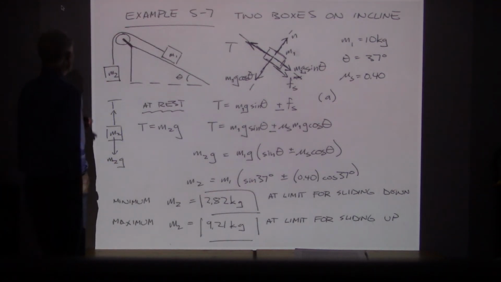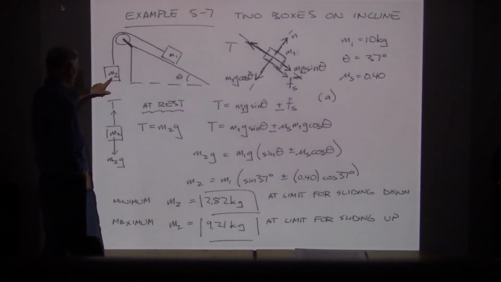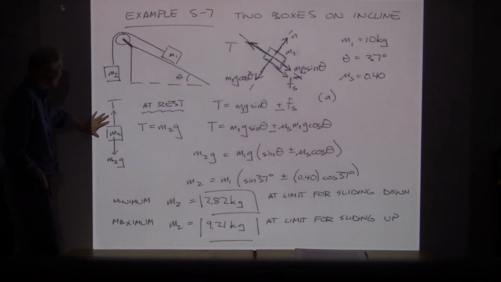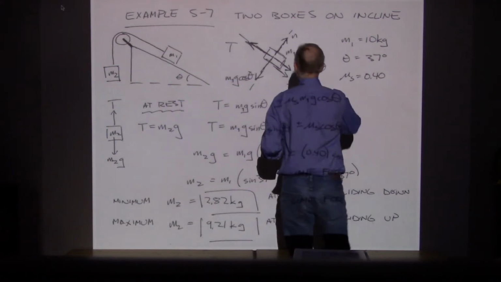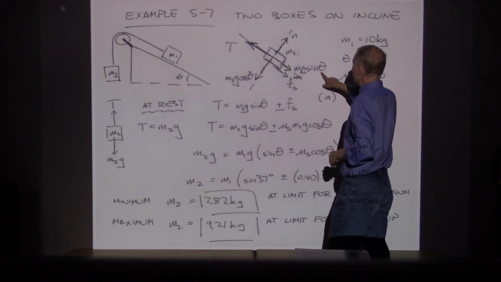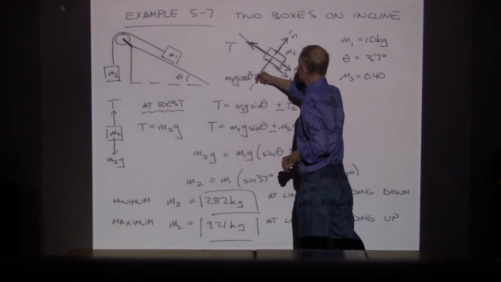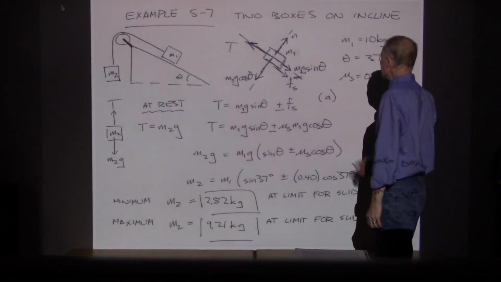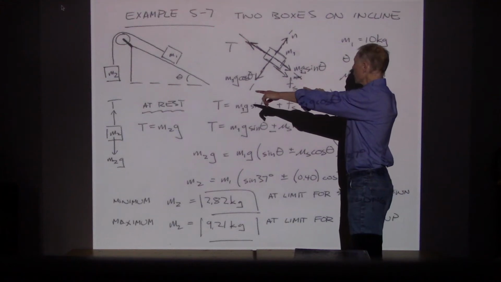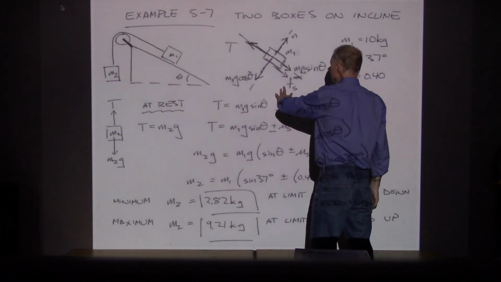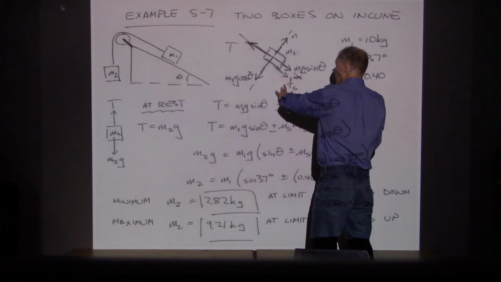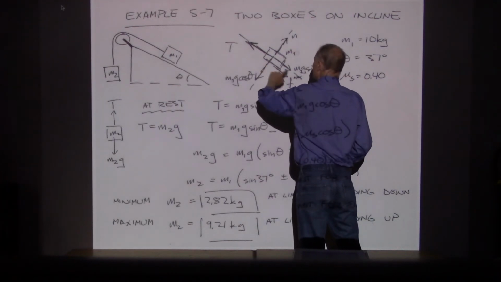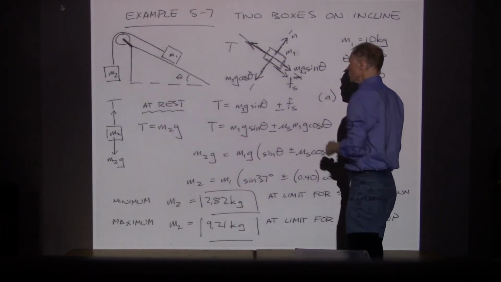Here is the setup. Again, I've switched over to M1 and M2. Here are the forces acting on object 2: I've got tension, and I have M2G. Now for object 1, we've got M1G sine theta, a normal force, and tension. I drew this for the case where M2 is large. The frictional force, I want to solve for a maximum value, but it could be in either direction. So let's see how that works.